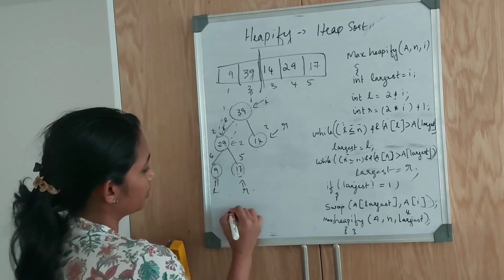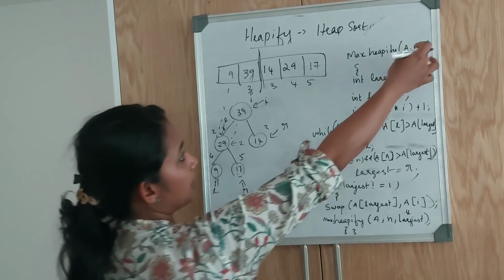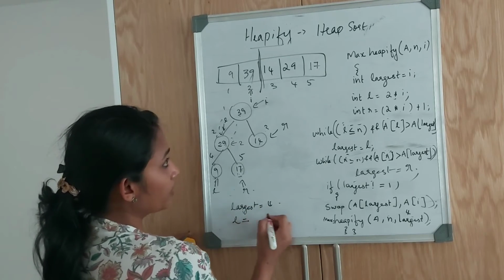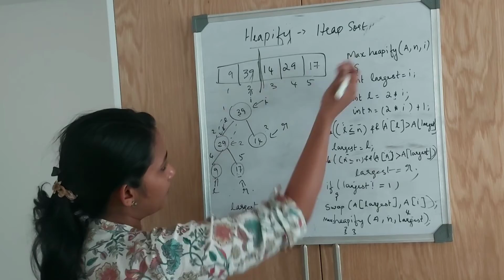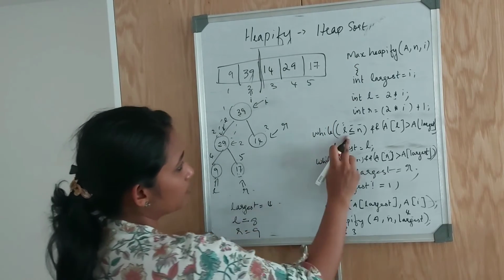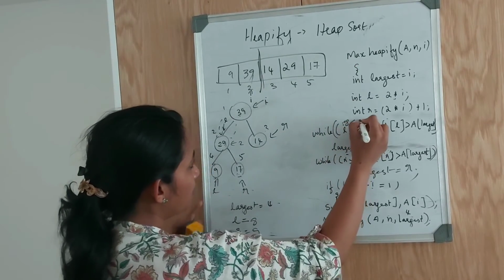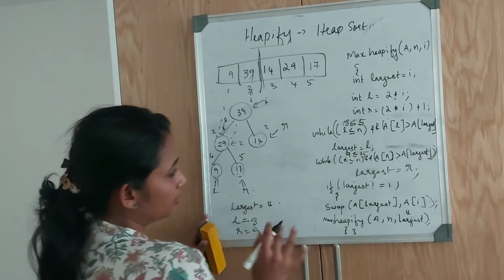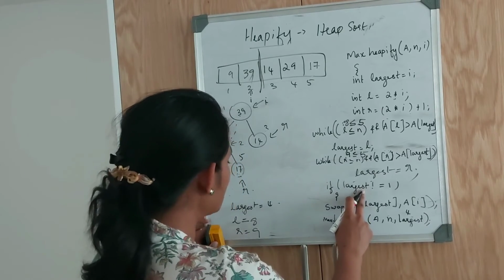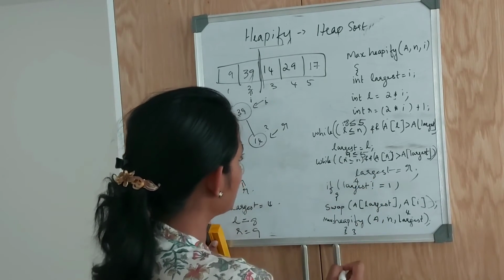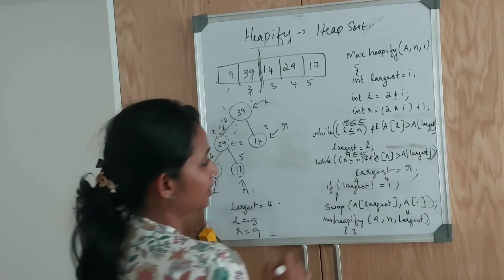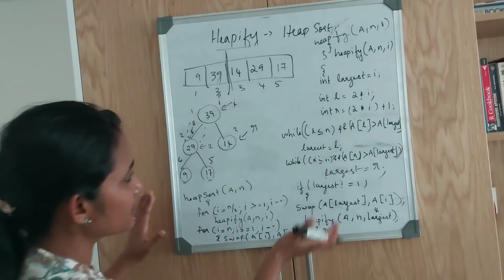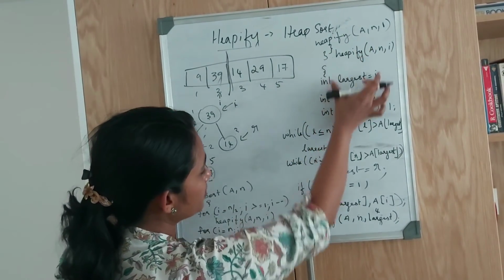I is going to be 4, largest is going to be 4. L is equal to 2 into 4. 2 into 4 is what? 8. Do you have 8 here? Okay, this is 9. So when it comes here, 8 less than or equal to 5? No, false. 9 less than or equal to 5, false. Now here, what is largest? Largest is 4. What is I? I is also 4. See? Is 4 not equal to 4? No.